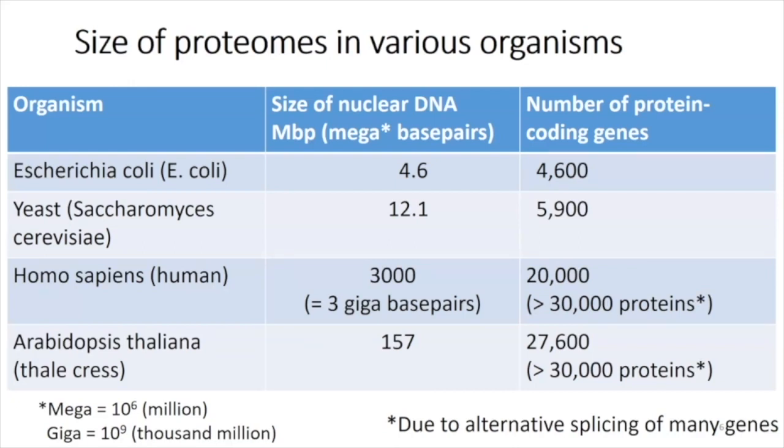In yeast, the size of the nuclear DNA is larger. It's 12.1 megabase pairs. And that DNA encodes 5,900 proteins. Then we come to Homo sapiens, ourselves. And the DNA is much bigger. It's 3,000 megabase pairs, which can also be written as 3 gigabase pairs. And that has 20,000 protein coding genes, which encode more than 30,000 proteins, which is due to alternative splicing of many genes.